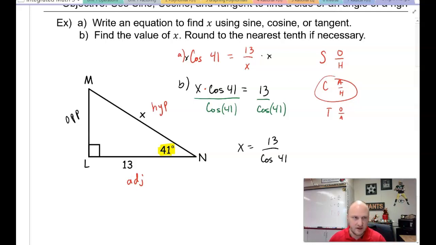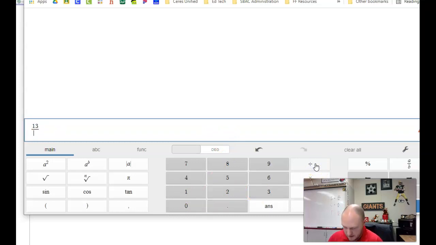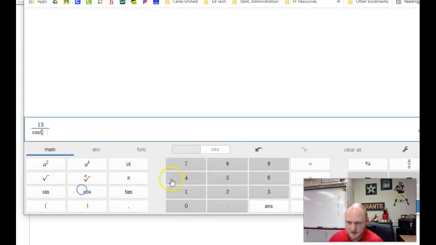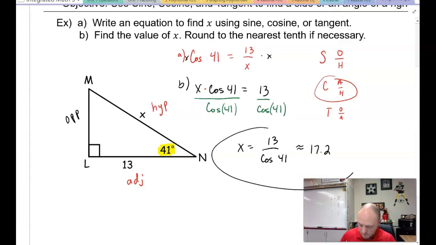Okay, and we can use our calculator. Let's go ahead and compute this. So, what do we got? 13 divided by cosine of 41. So 17.22 is going to become 17.2. So this is approximately 17.2. And there's our answer for B. All right.